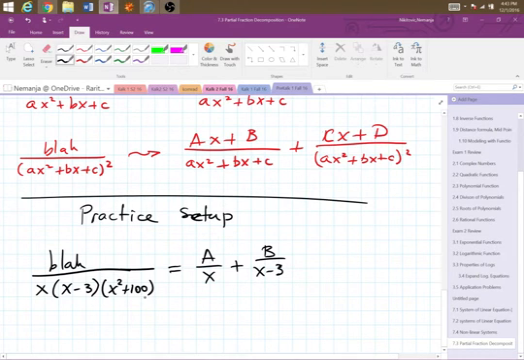X squared plus 100, I cannot factor that, which means Cx plus D over x squared plus 100. So this is the setup. And the setup corresponds to the list that you had from those. Every time you see a linear, it's going to be a number over that denominator. Every time you see a quadratic which you cannot factor any further, it has to be Ax plus B or Cx plus D or whatever letters are the next ones that are available.